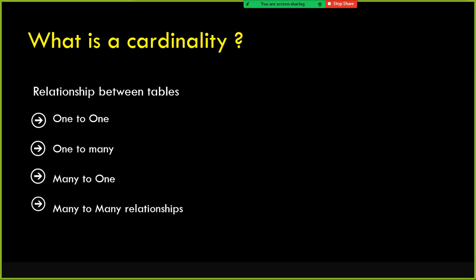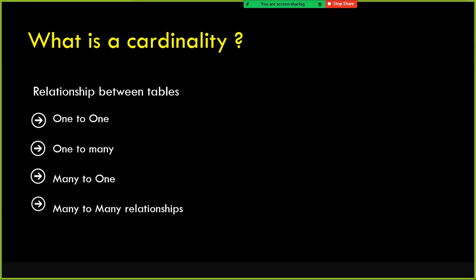So, what is cardinality? In the case of database management systems, this term is used in two different places. In one place, cardinality is nothing but the unique values. When it comes to the relationship between tables, or the data model, cardinality is nothing but the relationship. So 1-to-1 relationship, 1-to-many, many-to-1, many-to-many relationship. There are 4 types of relationship.